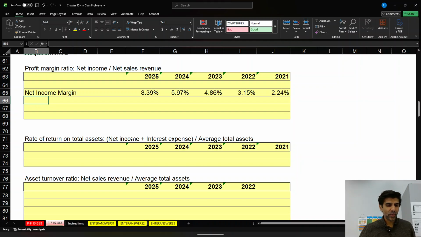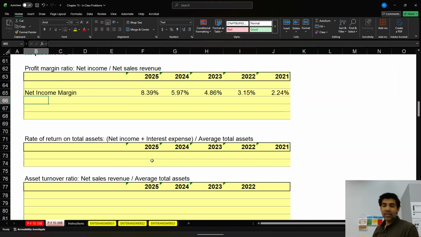Rate of return on total assets. So on one hand, yes, they're giving you the formulas and you can just use it and crunch the numbers. But let's think about why this formula is the way it is. Okay, so net income plus interest expense. So interest expense is an expense. So net income by itself is including interest expense. So why are we adding it back?